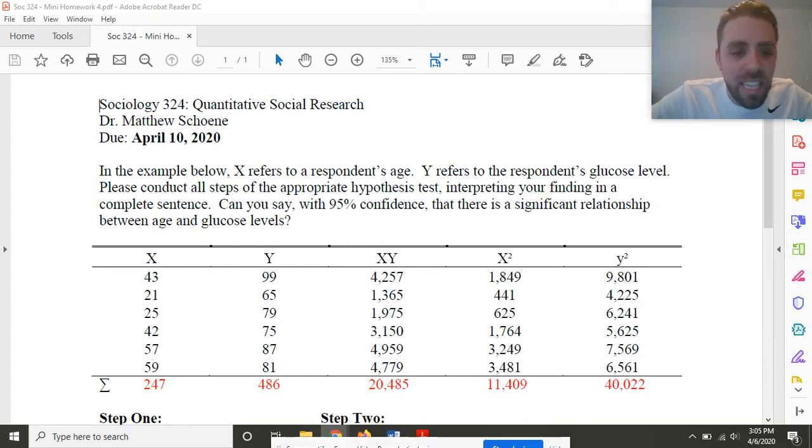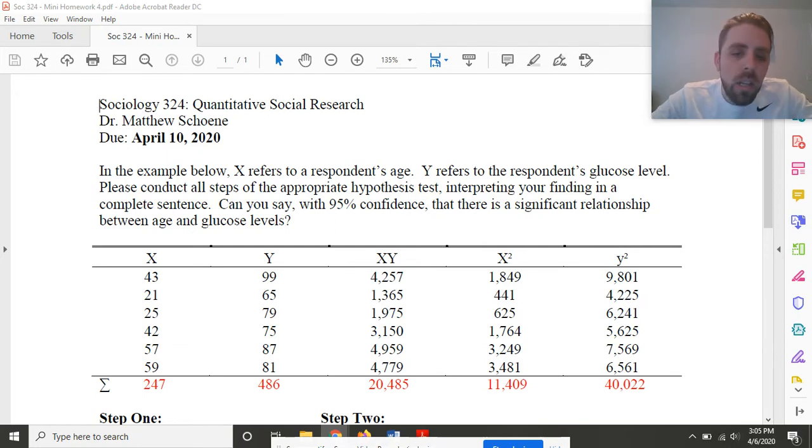So X is as follows: 43, and when X equals 43, Y equals 99. When X equals 21, Y equals 65. When X equals 25, Y equals 79. When X equals 42, Y equals 75. When X equals 57, Y equals 87. And when X equals 52, Y equals 81.